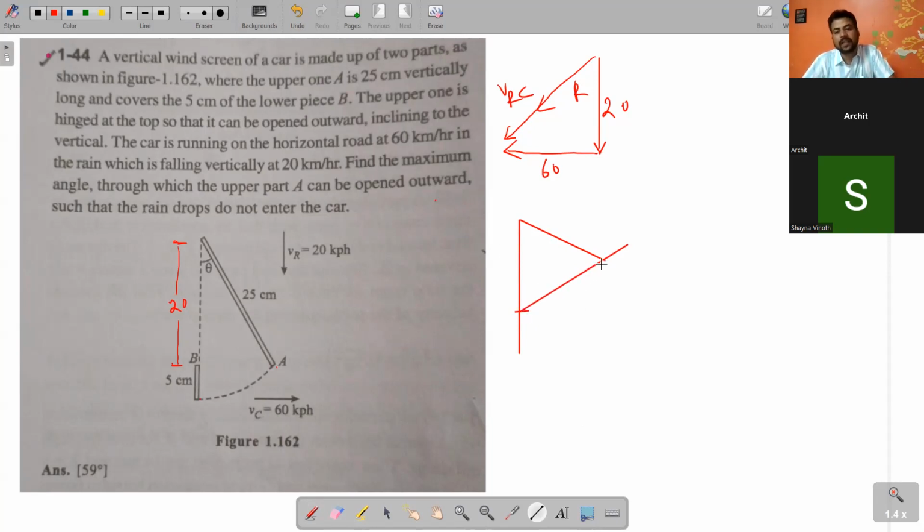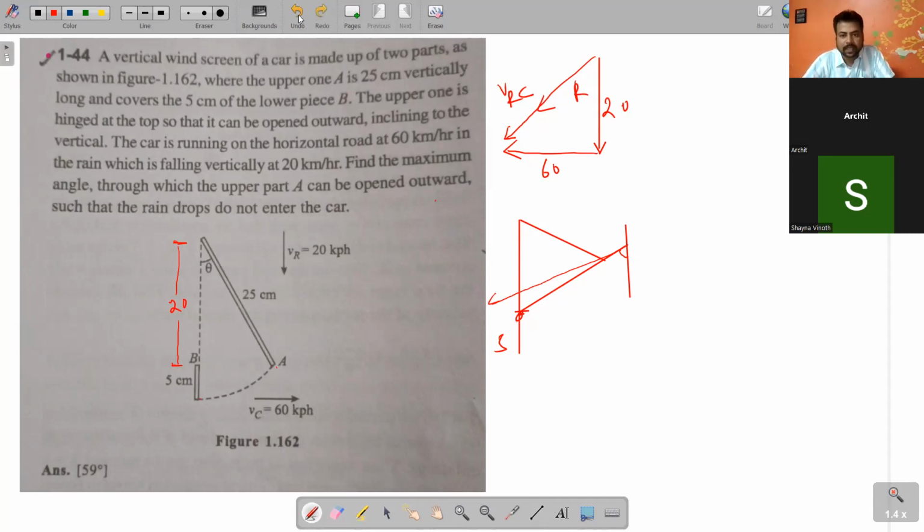This is the angle made by rain with vertical. If this is bigger than this angle, then rain will be like this, and it will enter. See, this 5 centimeter part is covered, right? And this 20 centimeter part will be open. So if you open this part more, rain will have some space to enter into the car. Understood? But rain should not enter the car.